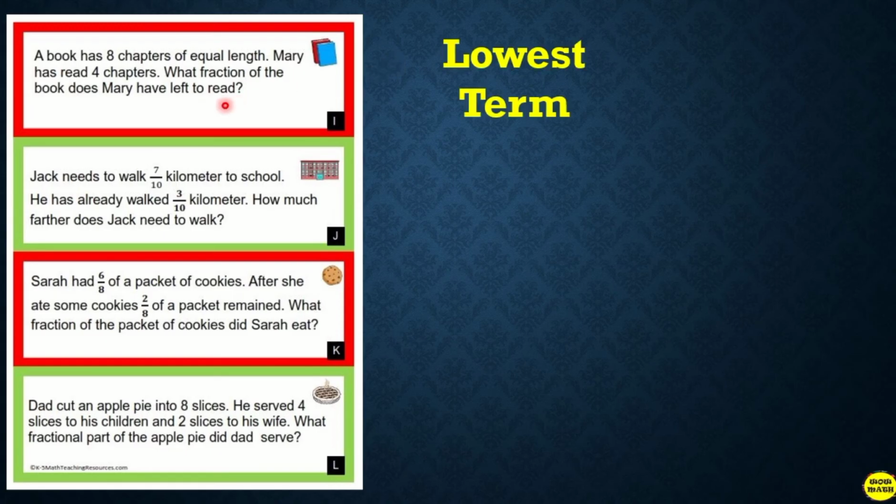Ay yung babasahin niya pa. Okay? So, actually, kapag ganito ang tanong, we are just getting the lowest term. So, kunin natin yung kabuuan. So, ang kabuuan ay 8 chapters. Ang nabasa niya na ay 4 chapters. So, kukunin natin yung lowest term nito. So, equals 1/2. Okay? So, what fraction of the book does Mary have left to read? So, kung merong 8 chapters at ang nabasa niya pa lang ay 4 chapters, so merong pang natitirang kalahati. So, 1/2 pa of the book that Mary have to read.